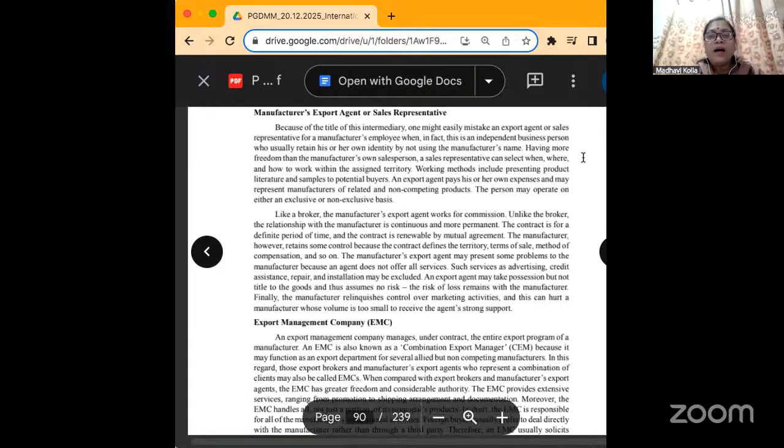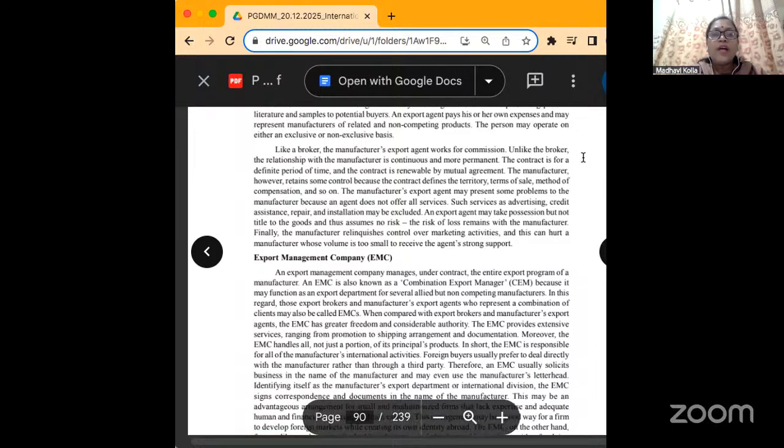So, a broker and an export agent fundamentally work on the basis of a commission. However, unlike a broker, the relationship with the manufacturer is convenient and more permanent. So, very often, when people are talking about brokers and they're talking about agents, they use them as synonyms. However, there is a small difference. A broker is only working on, though also on a transaction and commission basis, it is sporadic. Whereas in the case of an agent, it is more long term and enduring.